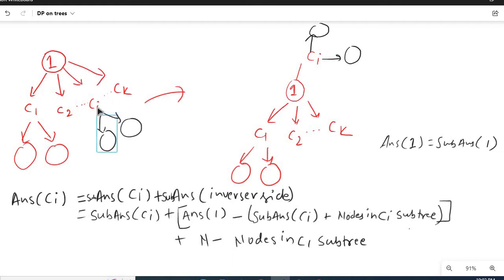If we have to calculate for Ci, we know that for whatever nodes are in the subtree rooted at C1, we know the answer from the above one. That is the answer. But from C1, it can go to 1, C1 to CK, C1 to C2. So these did not get calculated.